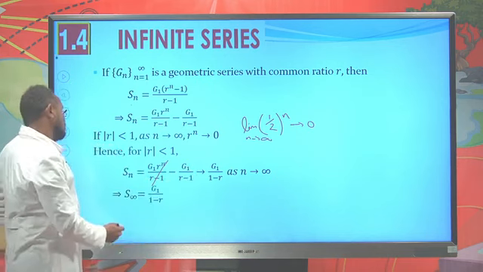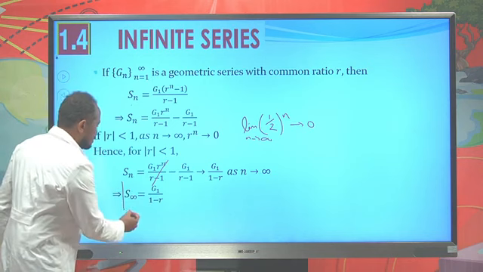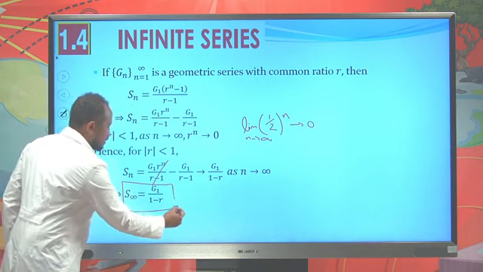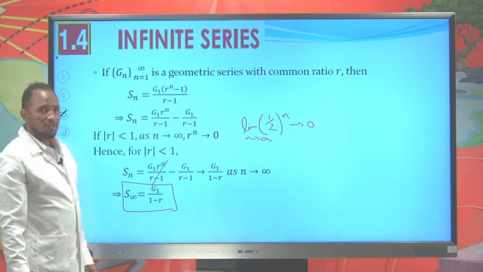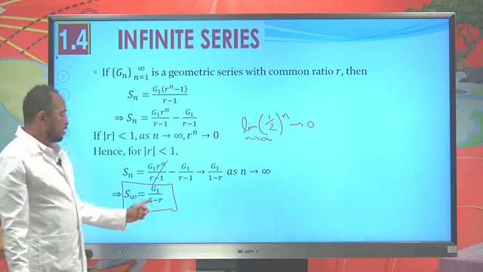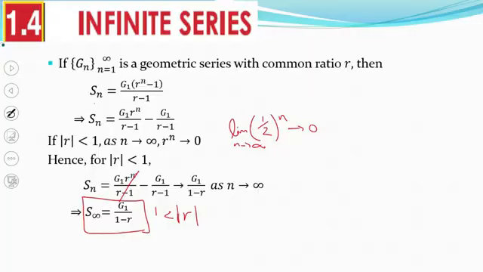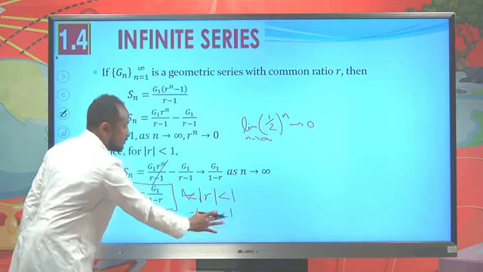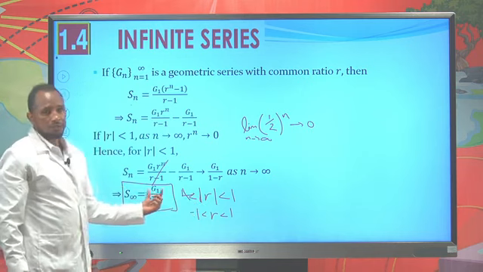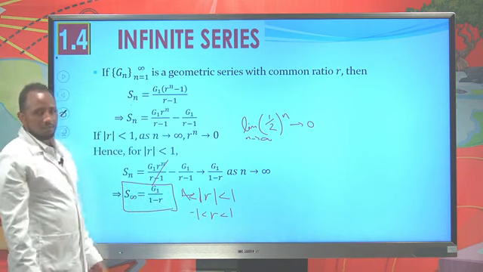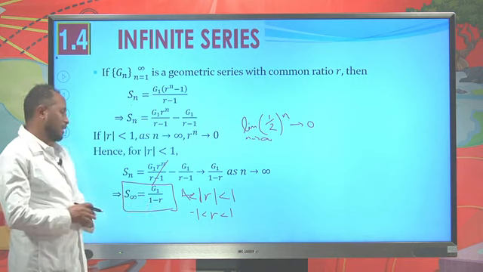So finally, you will have this formula. The sum of infinite terms of a series is given by g1 over 1 minus r, where the absolute value of r is less than 1, or r must be between -1 and 1. It is only for this case we apply this formula. Otherwise, we can't. The series will diverge in that case.